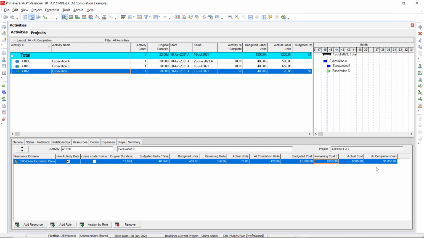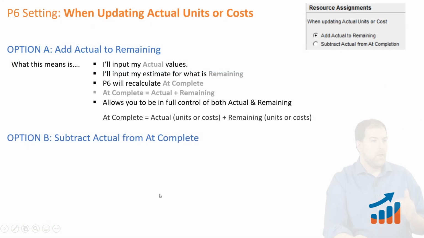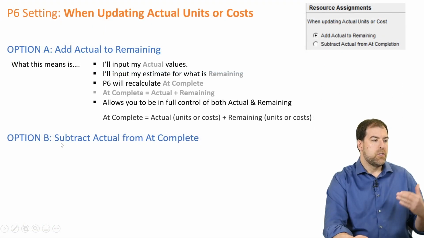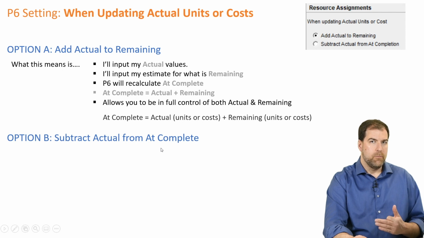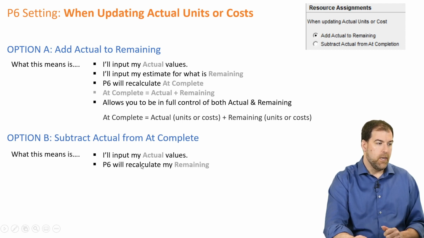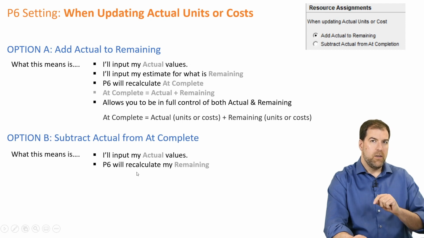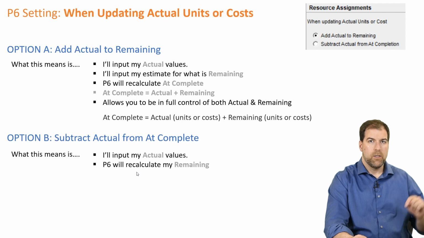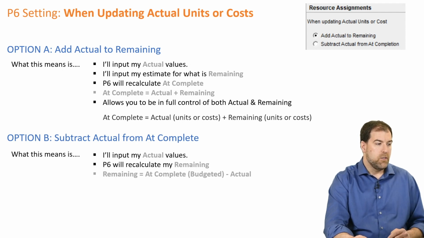Now, I'm going to flip back. I'm going to show you what the other one does. When we choose option B, we're subtracting actuals from at complete. It's a little different. Here's what happens. I still input my actual values, but instead of me inputting my remaining, P6 is actually going to recalculate my remaining for me. And it does that based on this formula.